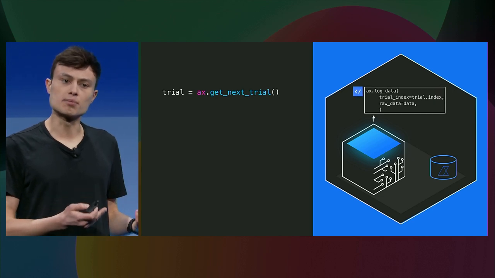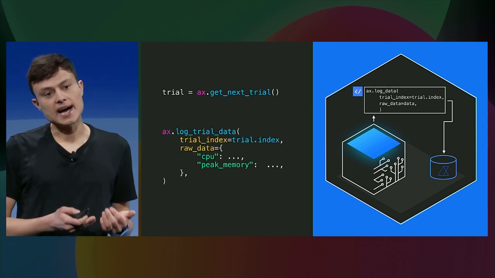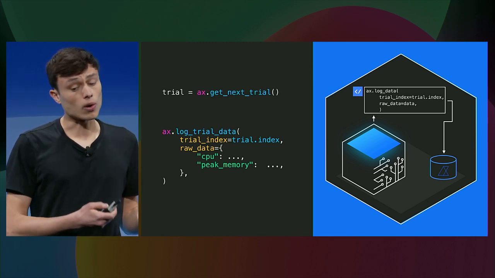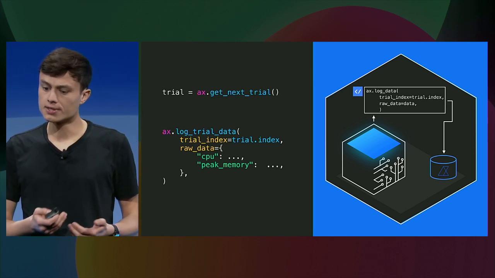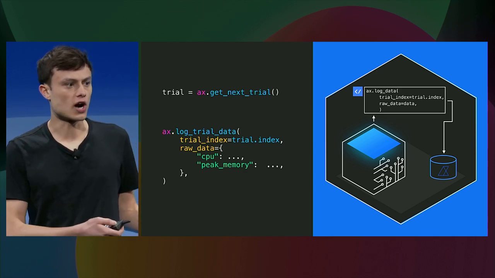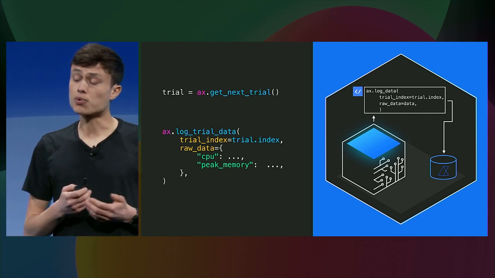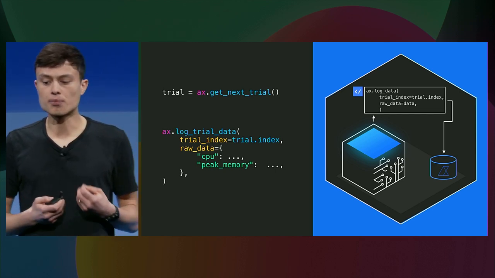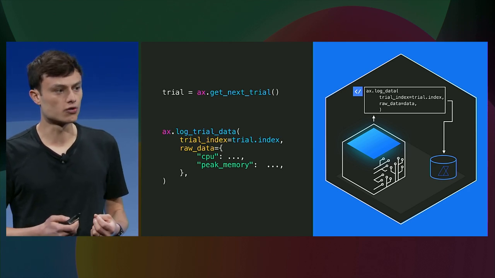After the benchmarking is completed, the data is logged back to Ax via the log trial data function. This data is incorporated into our probabilistic models, and in turn, is used to produce the next set of configurations for us to try. This process can continue in a loop indefinitely, or until the model predicts that there are no substantive improvements to be had.